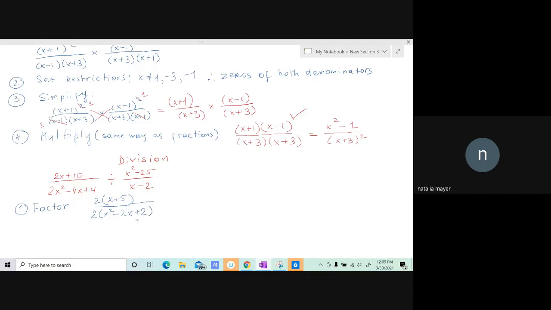Did anyone manage to do that? Yes, for the bottom one, I got 1 plus i. So it means that there are no real roots, so this one cannot be factored anymore, although it looked as if it might be possible to factor it. So let's factor the second rational expression.